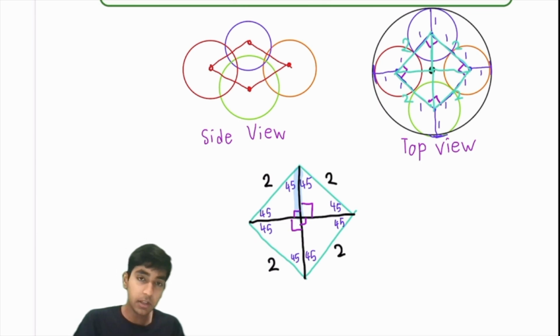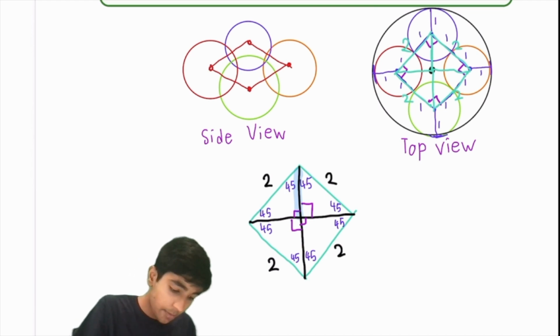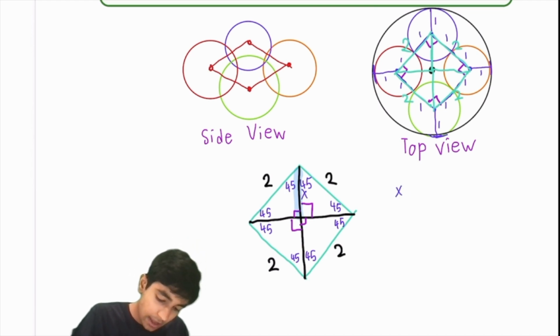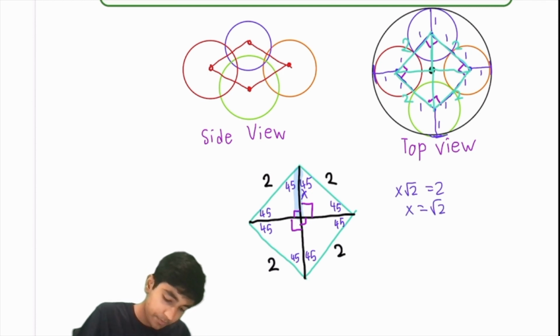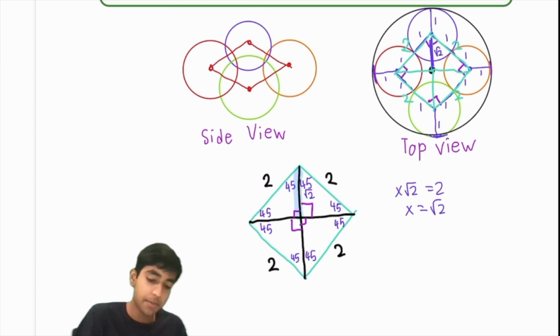To find the length of that blue segment, all we have to do is see that 2 is the hypotenuse of the 45, 45, 90 triangle, and the hypotenuse is root 2 times each of the legs. So if this is something like x, then we have x root 2 is 2, x equals root 2. So that segment that we were looking for is nothing but root 2. And this is also root 2 as well, because it's the same thing.